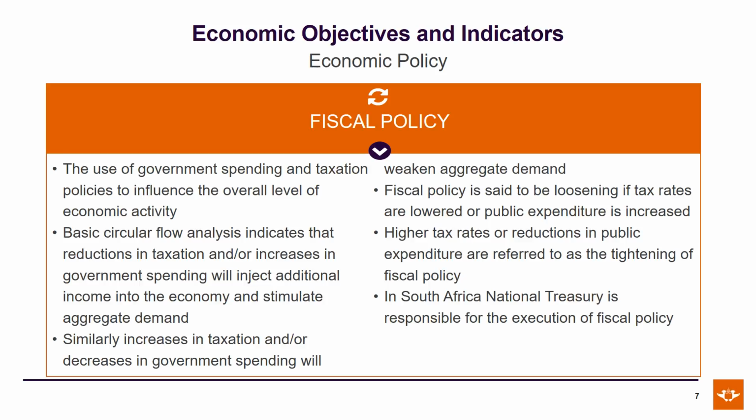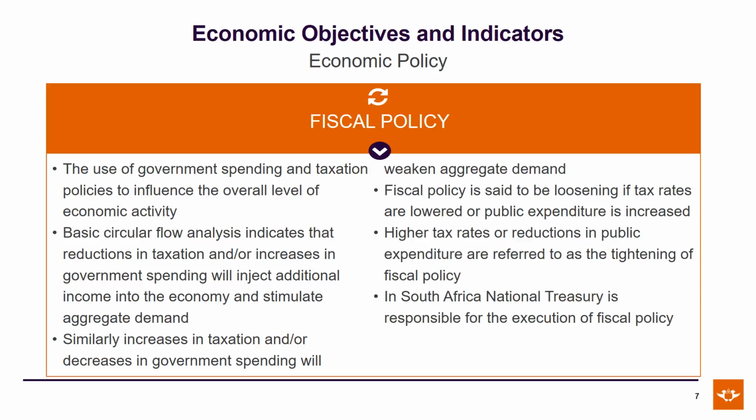Government spending occurs through the provision of goods and services and investments in infrastructure projects, and taxation is the tax generated by the government levied on companies and individuals. Now, in order to stimulate economic growth or economic activity or aggregate demand, the government can either increase its government expenditure or it can reduce taxation. Both these policies will inject additional income into the economy and have a positive impact on aggregate demand.